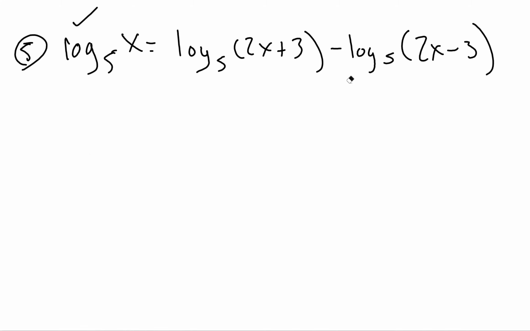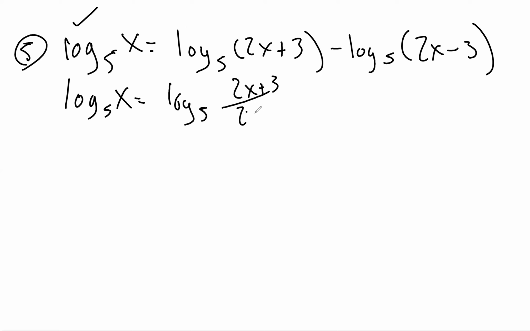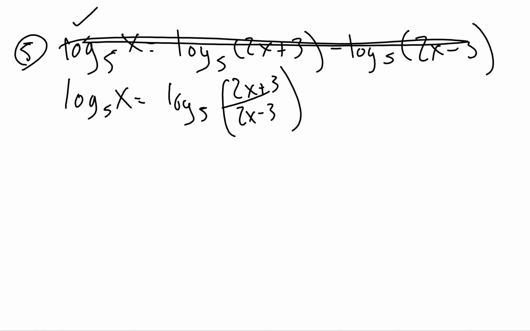According to the notes, when we have 2 logs, we have to condense first. If I look at this, I see a subtraction sign. Because I see a subtraction sign, how am I going to condense this side of the problem? Divide. Yeah, so log base 5 of x stays the same. This turns into log base 5, and then 2x plus 3 is on top, and 2x minus 3 is on the bottom, just like that. And now I've condensed it. And so this part, gone. Don't need it anymore.